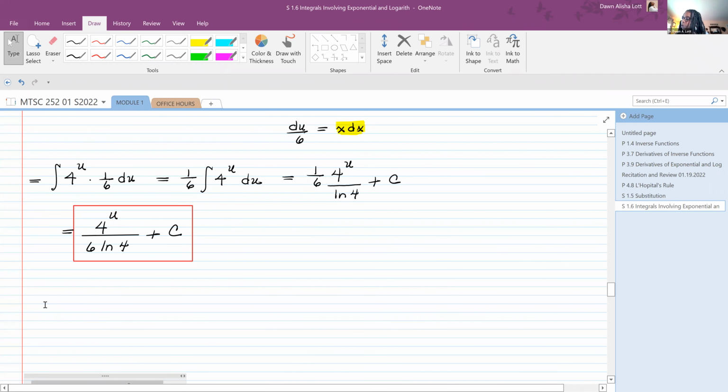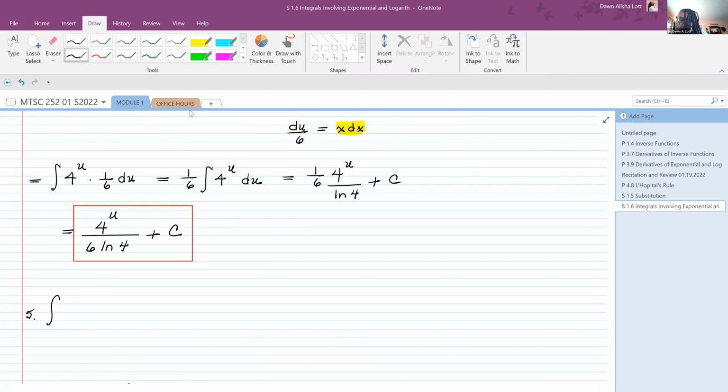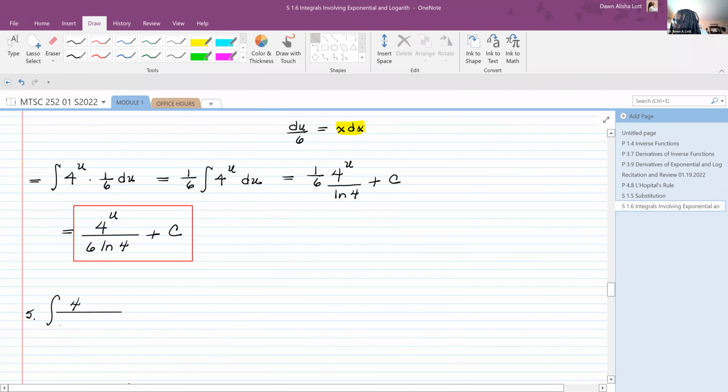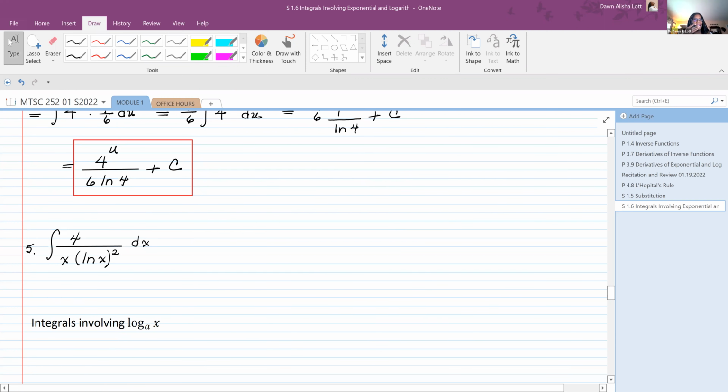May have time for one more. The integral, I like the number 4 today, so I'm gonna stick with it. 4 over x, the natural log of x, quantity squared, dx. Ooh, what do I do with that? What do I do with that?